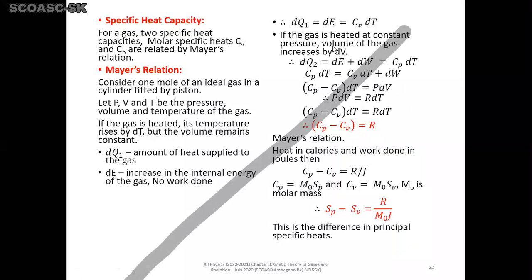Somebody is doing annotations. Please stop that. Please stop the annotations.